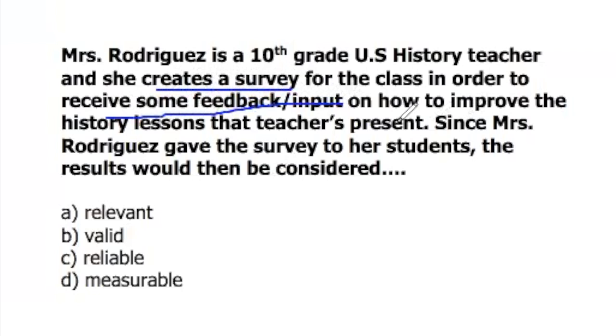Is there anything else we can pinpoint here? So receives feedback and input. How to improve. These are our action and process keywords and phrases: create a survey, get feedback, how to improve. Since Mrs. Rodriguez gave the survey to her students, the results would be considered what? Remember, we're giving a survey to a closed group of people to get feedback on how to improve things. Let's take a look at these here.